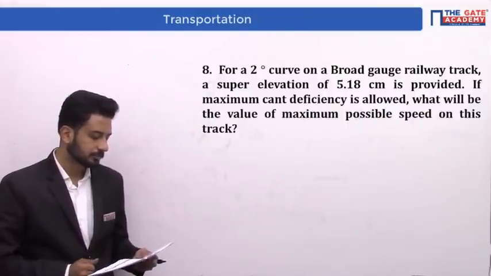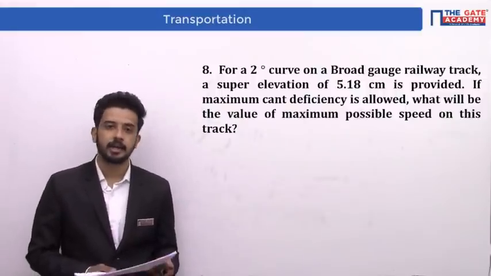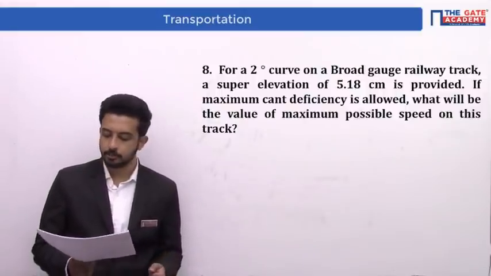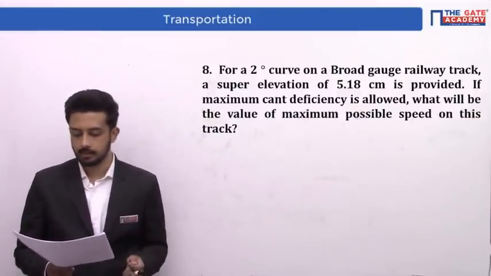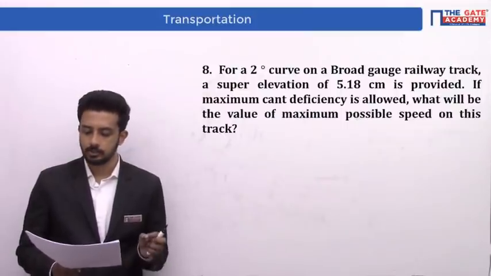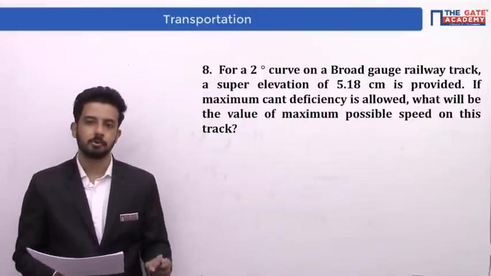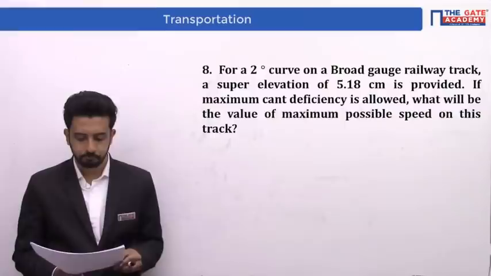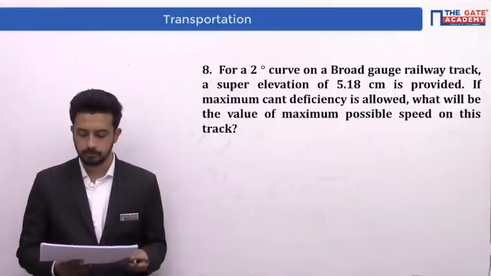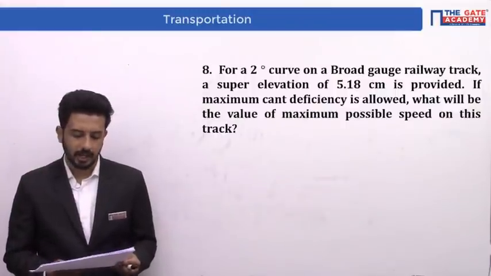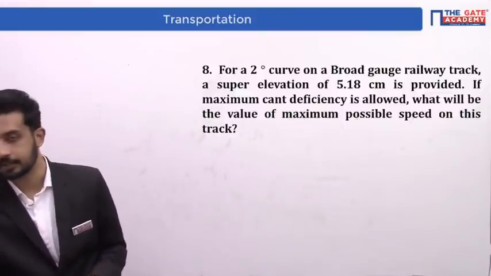They have given that it is a 2-degree curve and it is on a broad gauge track, and a super elevation of 5.18 centimeter is given. So the actual super elevation which is provided on the track is 5.18 centimeter. And maximum cant deficiency is allowed. Then what will be the value of maximum possible speed on this track?